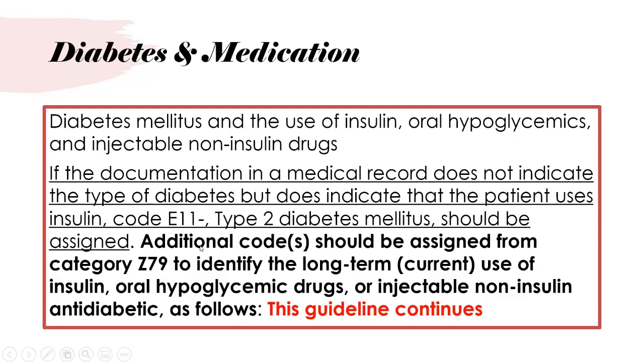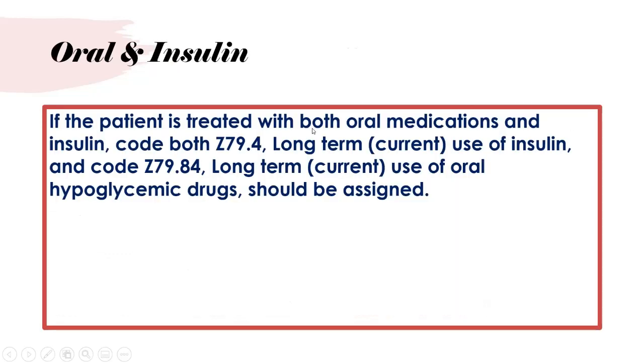If you see that your patient is taking an oral medication and they are also taking insulin, what should you do? You can code Z79.4 and Z79.84 to indicate that they're taking insulin and oral pills, and that's not uncommon.